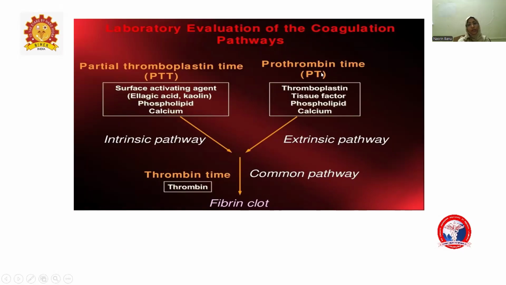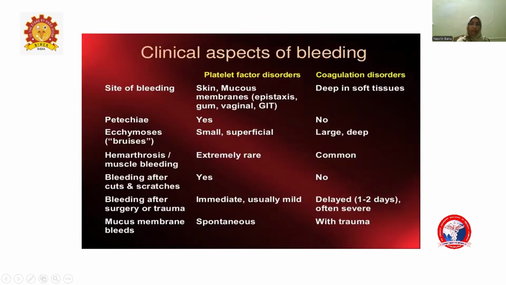Laboratory evaluation of coagulation pathways. As we have already seen, for partial thromboplastin time, a surface activating agent will be used, that is kaolin, phospholipid, and calcium, which will activate the intrinsic pathway. Thromboplastin, tissue factor, phospholipid, and calcium will indicate the prothrombin time. So extrinsic pathway, prothrombin time; partial thromboplastin time, intrinsic pathway. For common pathway, we use thrombin time.